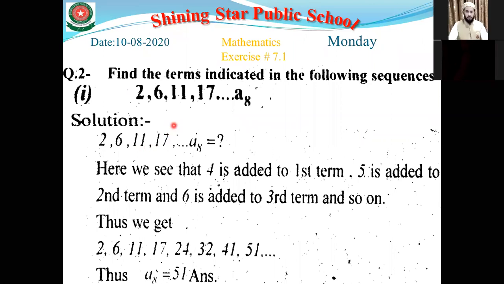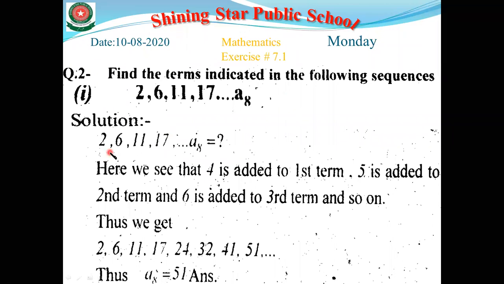Okay. Now, it means between the first two terms we have a difference of 4. Second and third have 5. Third and fourth have 6. So, if we add 4 to the first number, we get the second. If we add 5 to the second number, we get the third. If we add 6 to the third number, we get the fourth number. So now we add 7 to the fourth number, so we get the fifth number.